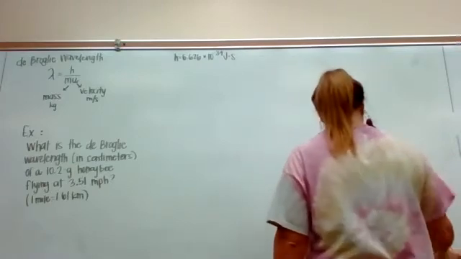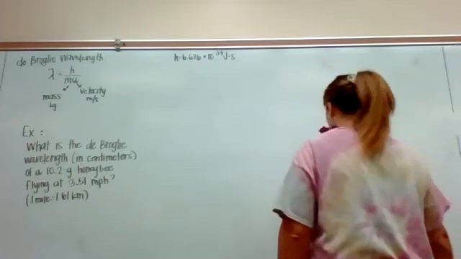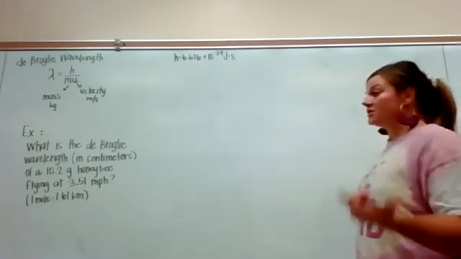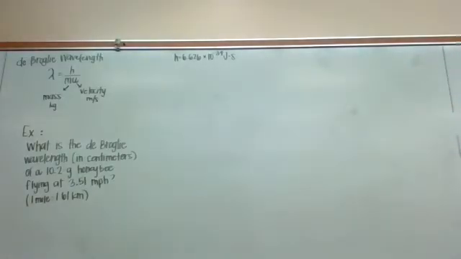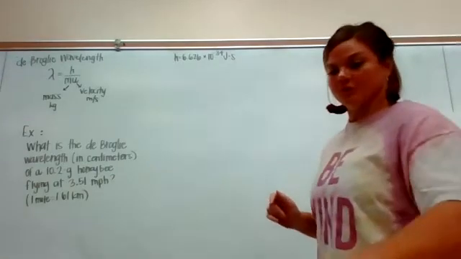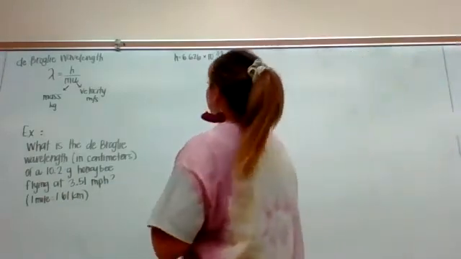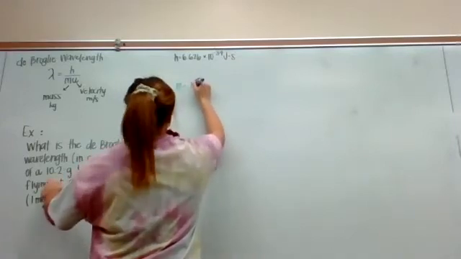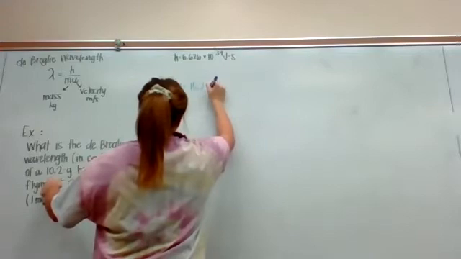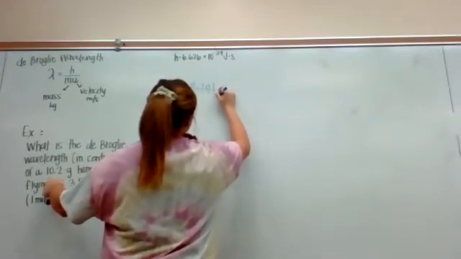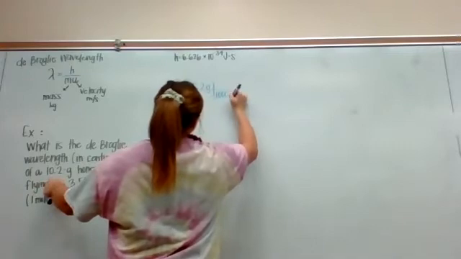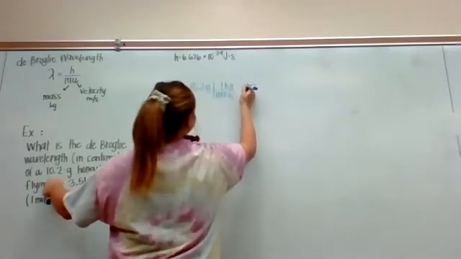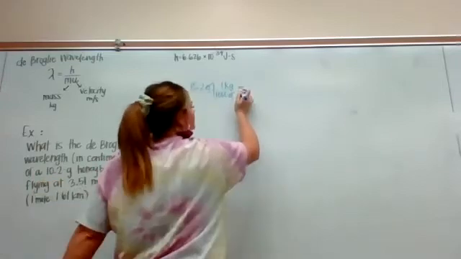Okay, so this one, we're asked to find the de Broglie wavelength, but we're given our mass in grams and our velocity in miles per hour. So, do some conversions. First, mass. You could do this without setting it up like I'm about to, but I prefer just showing you like this.